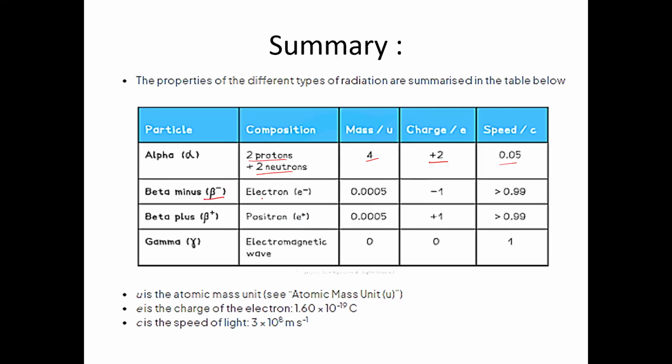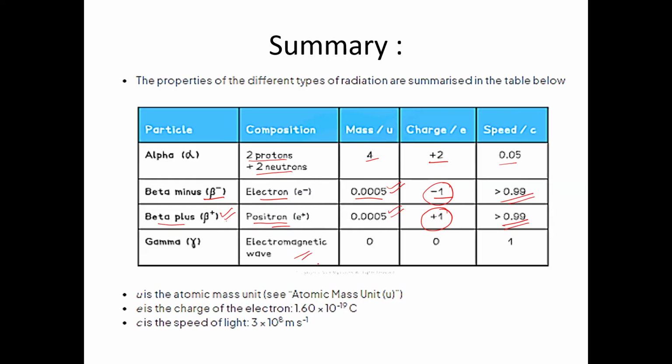Beta minus particles are actually electrons, and their mass is 0.0005 times of u. They carry negative one charge, and their speed is nearly equivalent to the speed of light, but it is lesser than that value. Likewise, beta positive particles do exist as well, and they are called positrons. They have the same mass as the beta negative particle, but the only difference is that beta minus is carrying negative one charge and beta plus is carrying positive one charge, and their speed in air is almost the same.